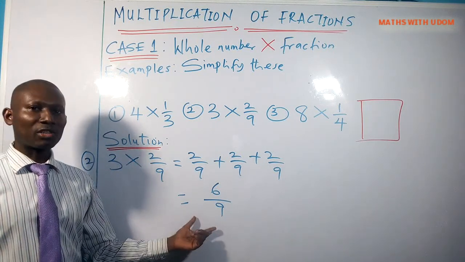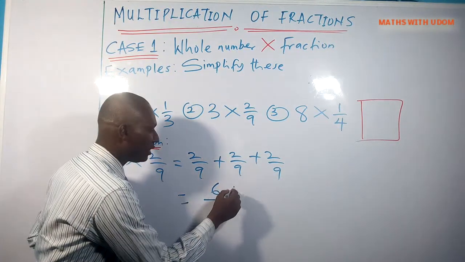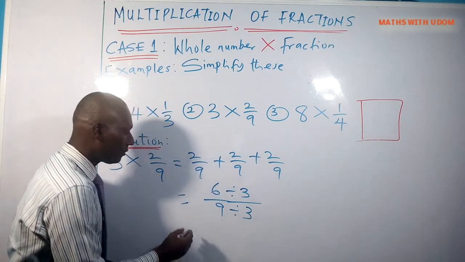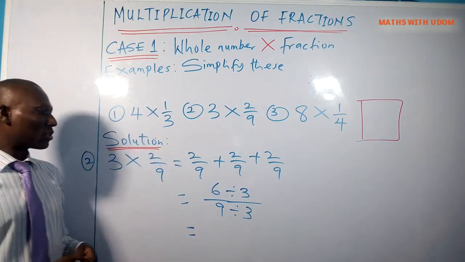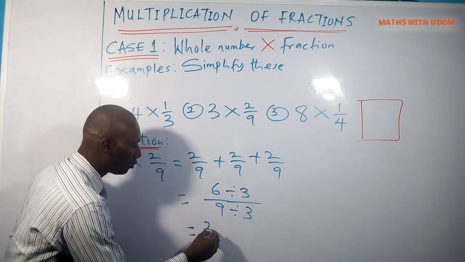So what is the common factor? 3 can go in both numerator and denominator. So we divide the numerator by 3. We divide the denominator by what? By 3. So what do we have at the end of the day? So 6 divided by 3 will give us what? 2.